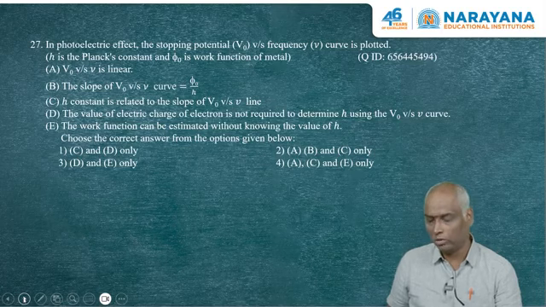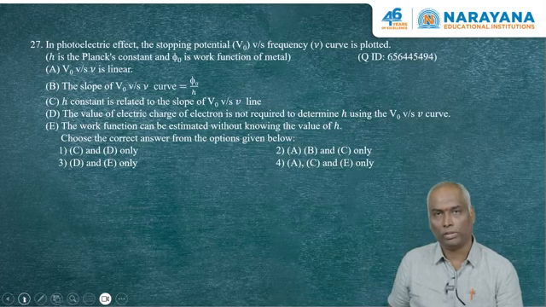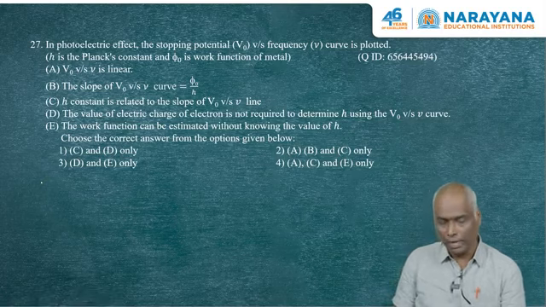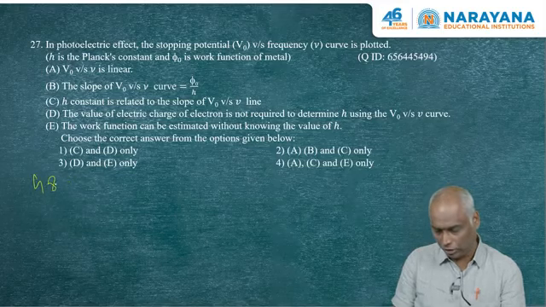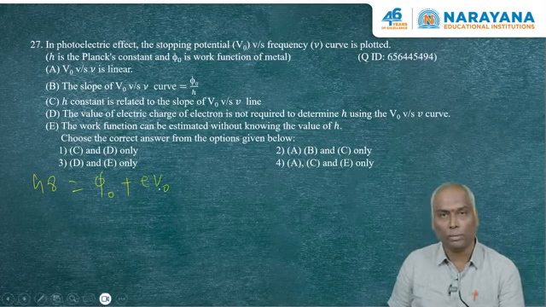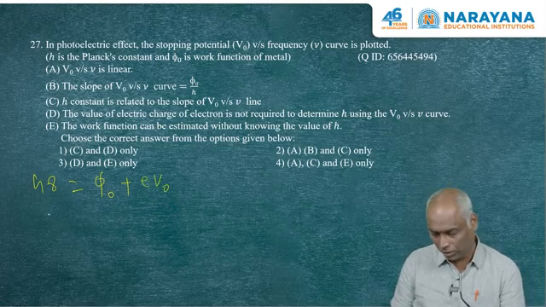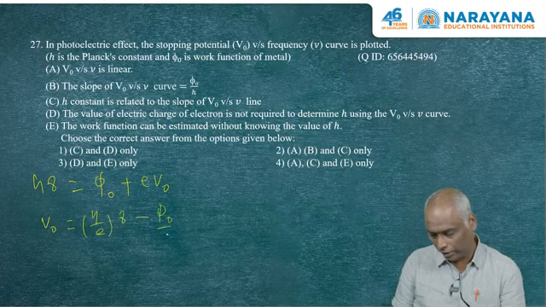First of all, let us draw the graph related to this particular equation. Because it is related to stopping potential and the frequency of incident light, we are going to use Einstein's photoelectric equation, which is given by h nu equals the work function phi naught plus e into V naught, where V naught is the stopping potential. From this equation, the relation between V naught and nu is V naught equals h divided by e into nu minus phi naught divided by e.